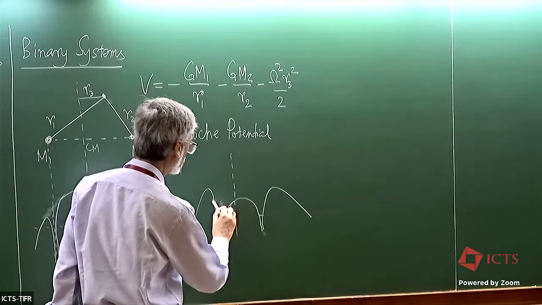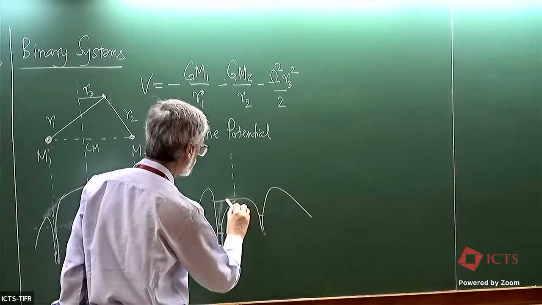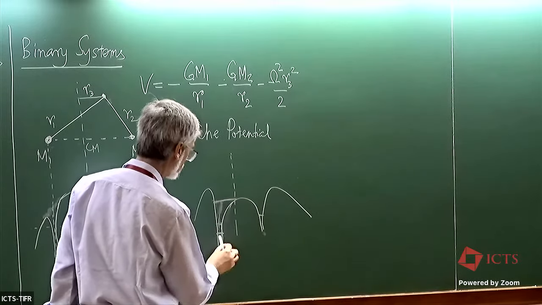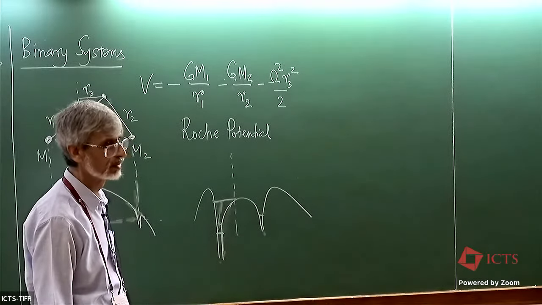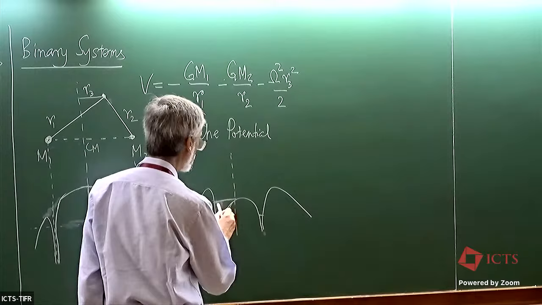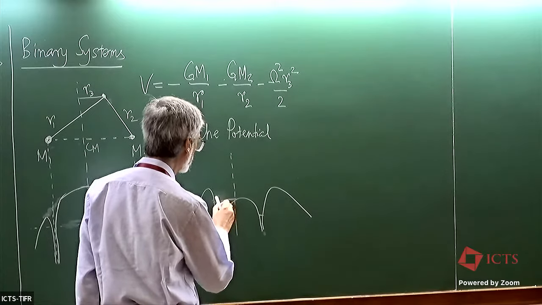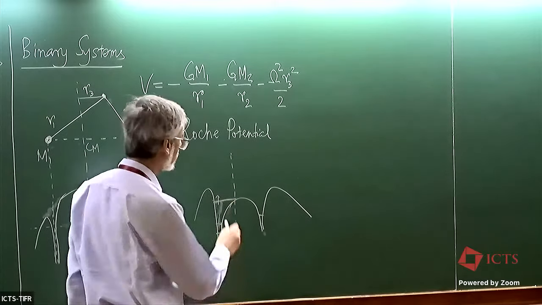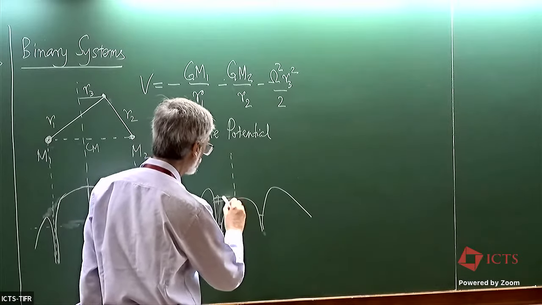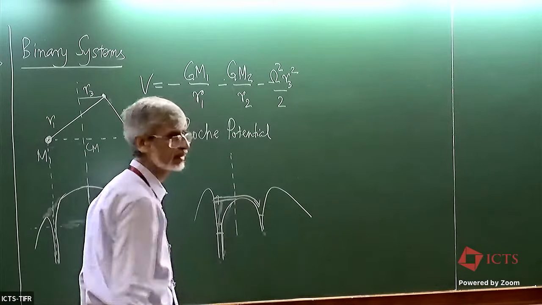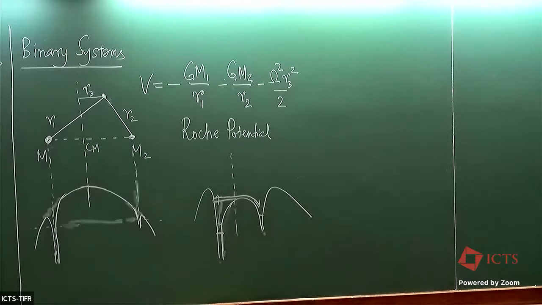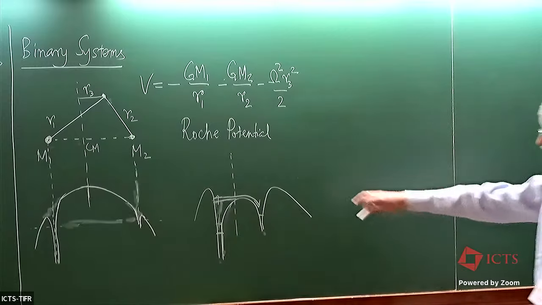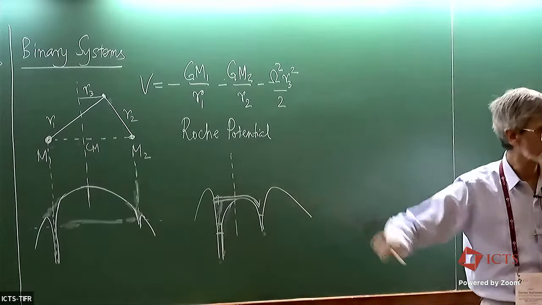At some point, if the star becomes as large as this, then any further expansion is going to cause material to go from this star and fall into the other star. And this can happen also for the other star if that star is evolving.